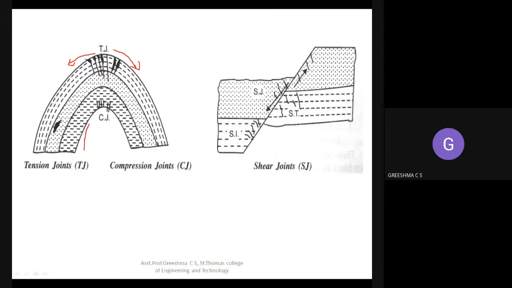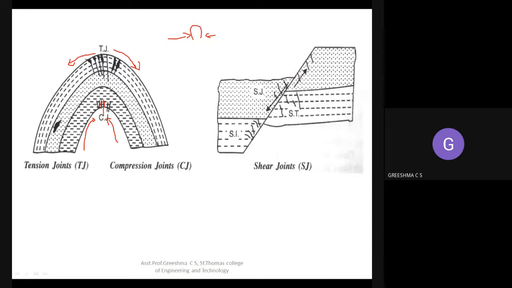Next are compressive joints. Compression is occurring here. In the inner portion you have compression forces. This portion is elongating, but on the inner side it is compressing. When there is too much compression, you get this. See here, the joints have occurred because of it. That is compression joints. The next one is shear, that is tangential movement.